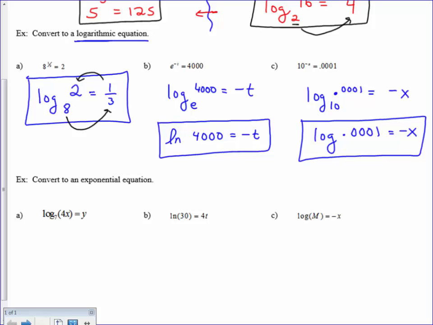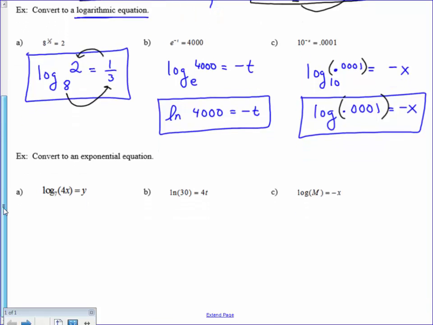Sometimes I like to use parentheses around my argument. That way we can see that that's what we're taking the log of. Up above, I think I got my 0.0001 a little small, so it almost looks like an exponent. It's not, it's the argument of the log. And so sometimes putting an extra set of parentheses in can clarify that.